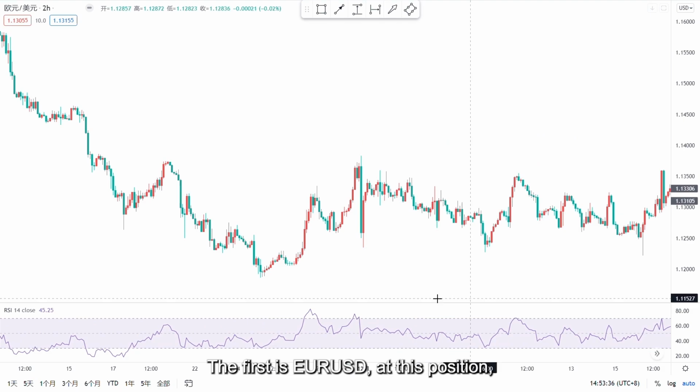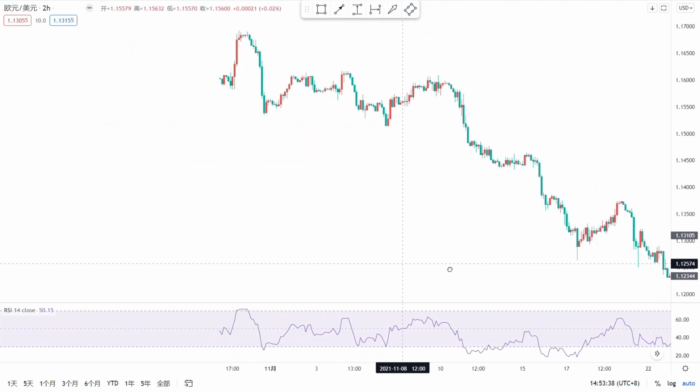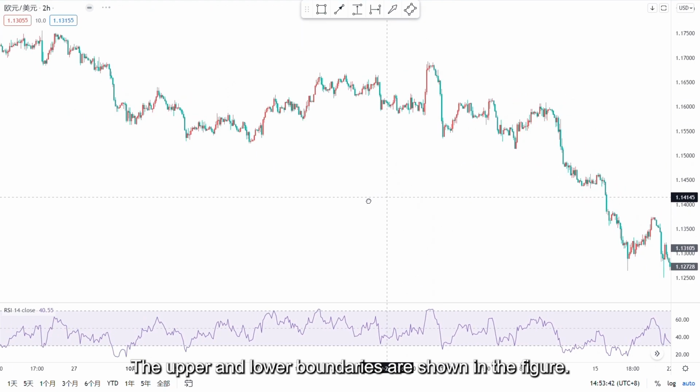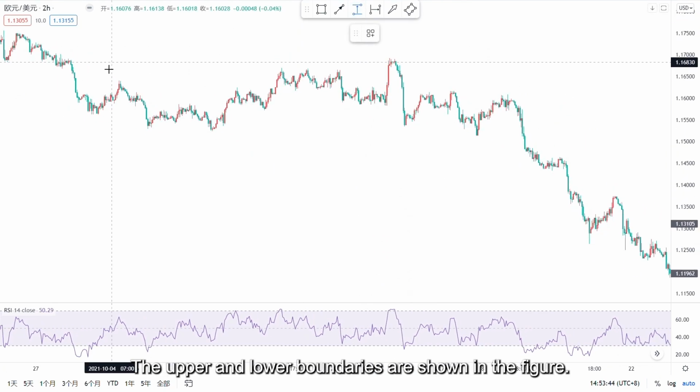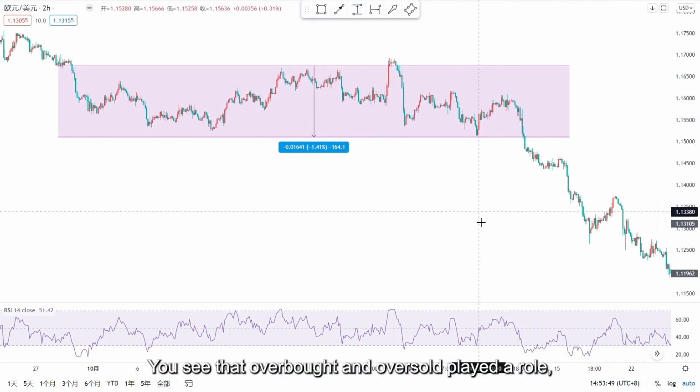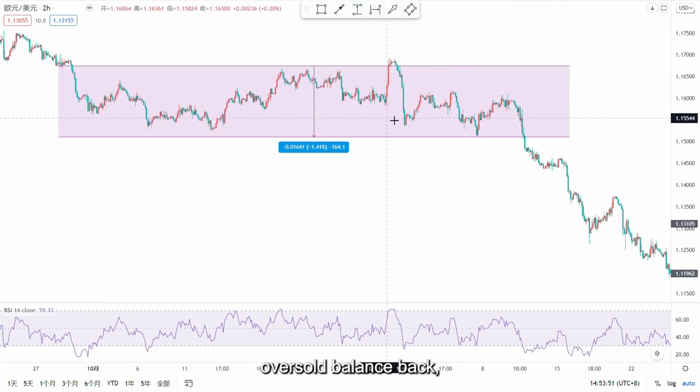The first is EURUSD. At this position, we can see a relatively clear oscillation interval. The upper and lower boundaries are shown in the figure. Within that range, you see that overbought and oversold played a role. Overbought fell, oversold bounced back.